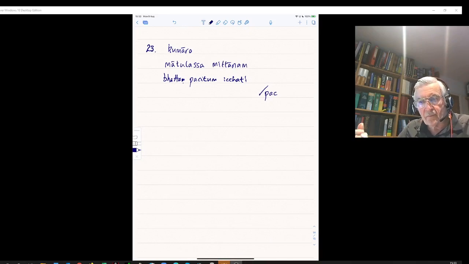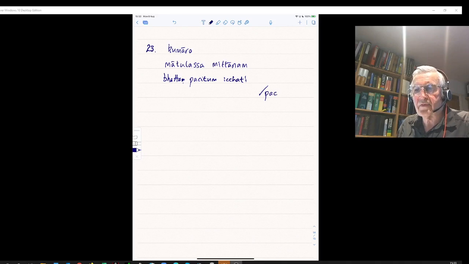So the boy wishes to cook rice for his uncle's friends. Kumaro matulassa mittanam bhattam pachitum icchati. Read it again. Kumaro matulassa mittanam bhattam pachitum icchati.